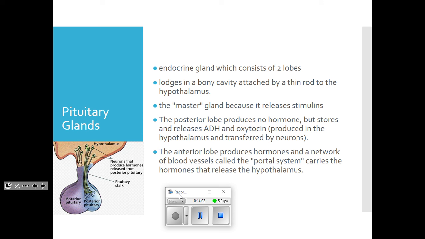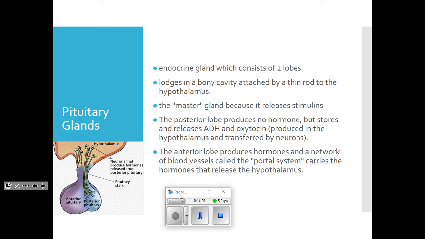The other thing that's key, and I would underline this if I was sure the smartboard would work, I would underline transferred by neurons. That's how they get there. The posterior lobe of the pituitary gland is not connected to the hypothalamus by a blood vessel. It's connected by a neuron. So the neuron is going to transport those 2 substances to the posterior pituitary.